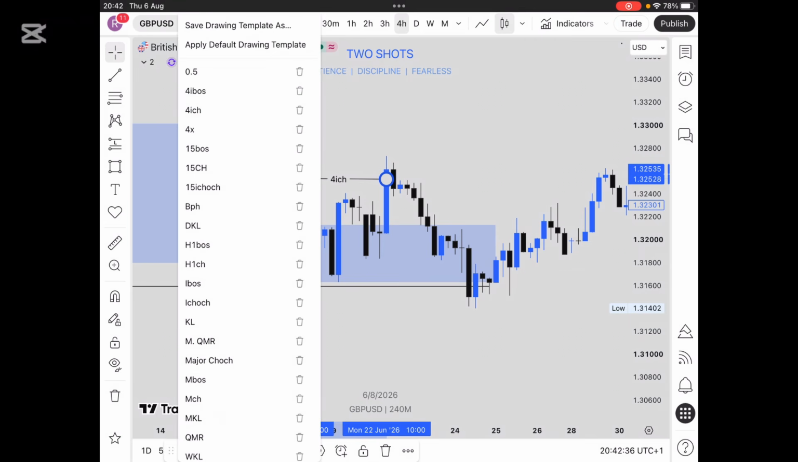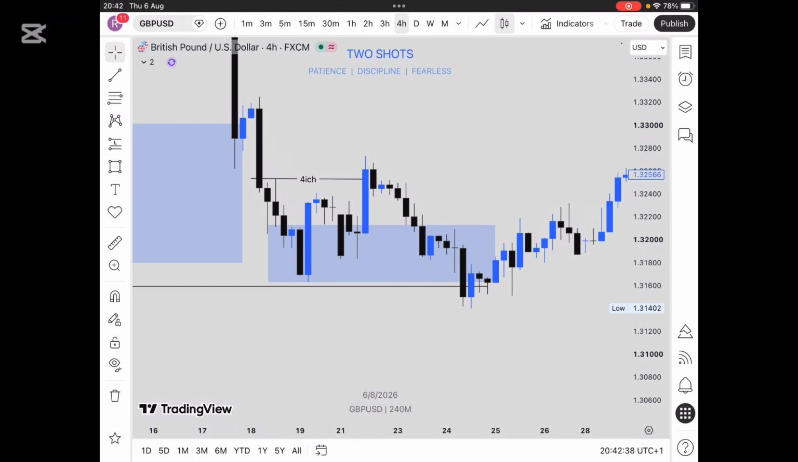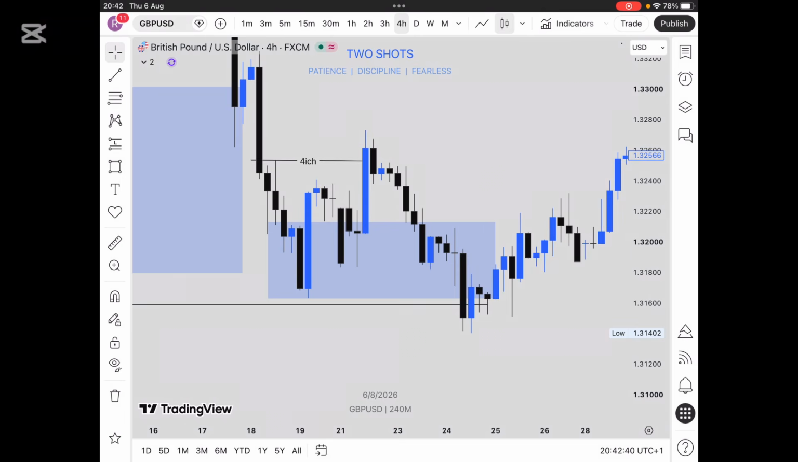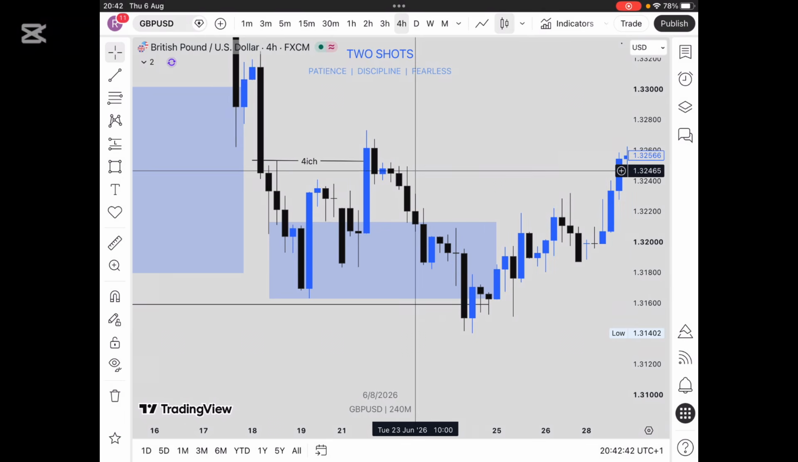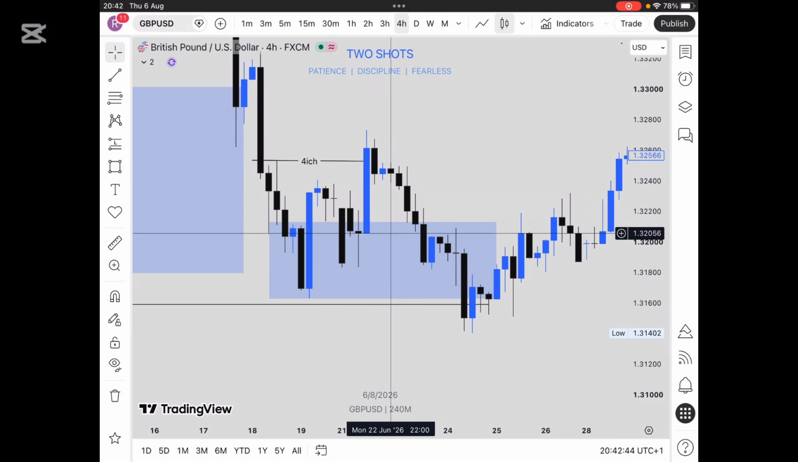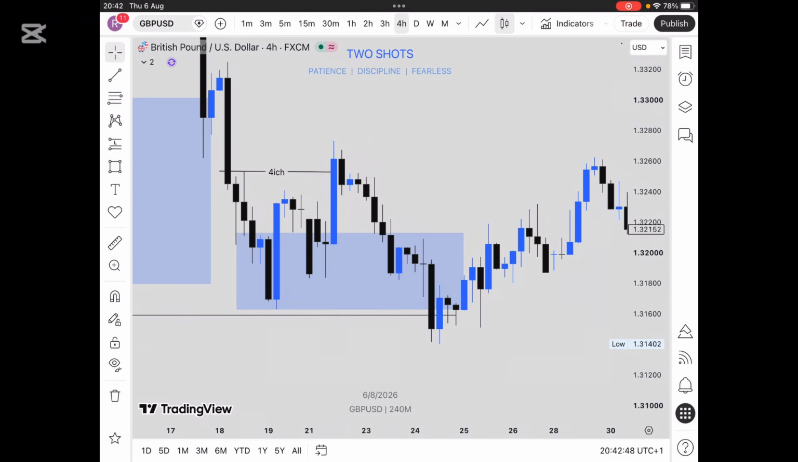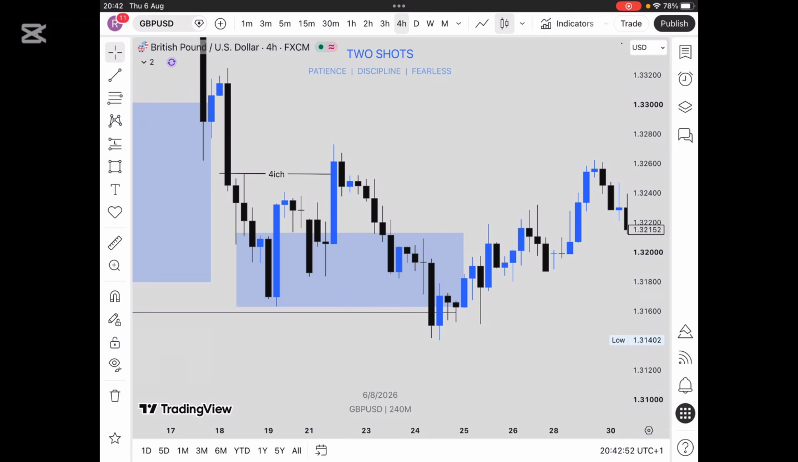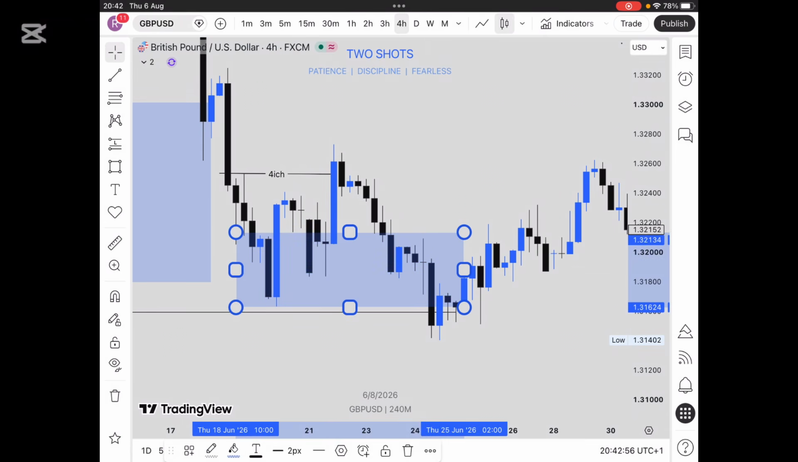No, let me make that, yeah, 4-hour, should be okay. So after we've gotten this change of character and we've identified our POI for us to take the trade from, the next thing will now be for us to go down to our 15 minutes time frame and wait for price to come down into this POI that we've marked out.